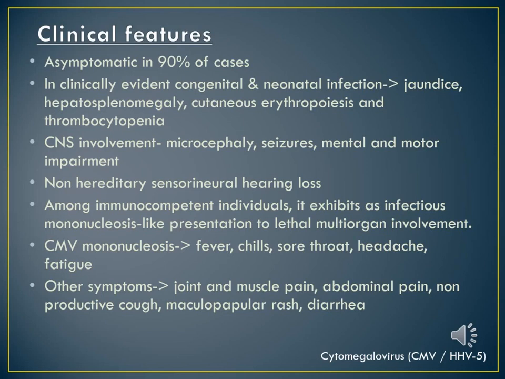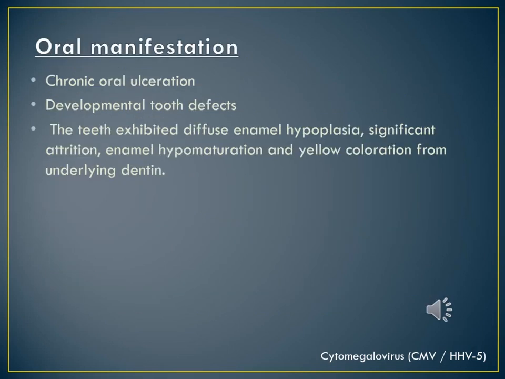CMV mononucleosis manifests as fever, chills, sore throat, headache, and fatigue. And other symptoms of CMV infection include joint and muscle pain, abdominal pain, non-productive cough, maculopapular rash, and diarrhea. Oral manifestation of CMV infection are chronic oral ulceration that is associated with HIV infection and other immunosuppressive conditions. Neonatal CMV infection can produce developmental tooth defects. The teeth exhibit diffuse enamel hypoplasia, significant attrition, enamel hypomaturation, and yellow coloration from underlying dentin.